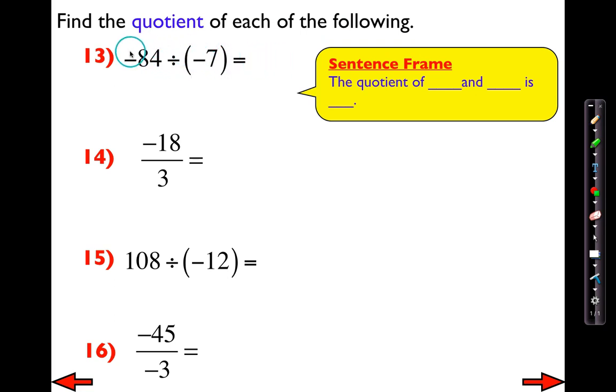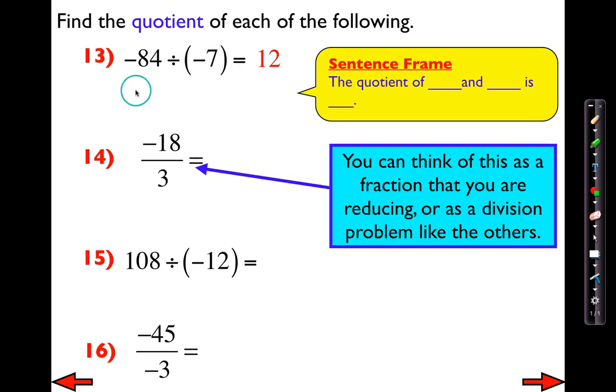Well, to keep this a negative, I would have to multiply by a positive, and that would take a positive 12. So I'm going to go ahead and say 12, and I know this because a negative 7 times 12 does give me a negative 84.